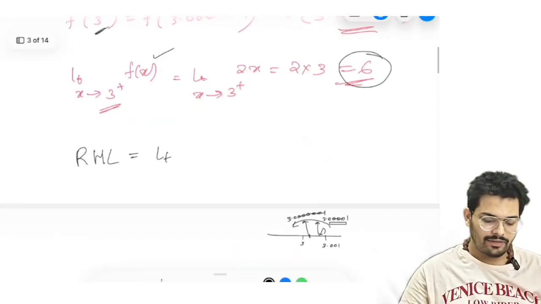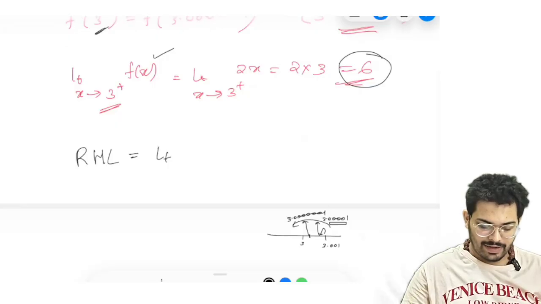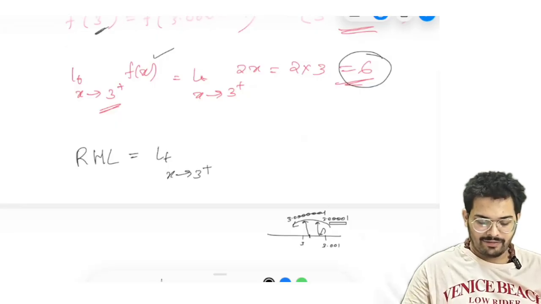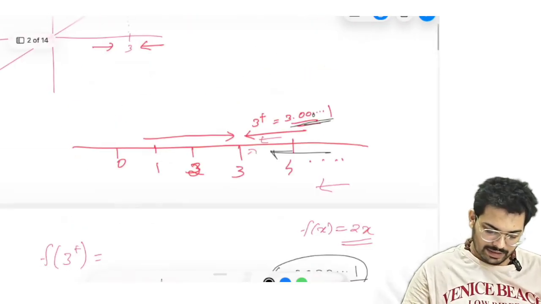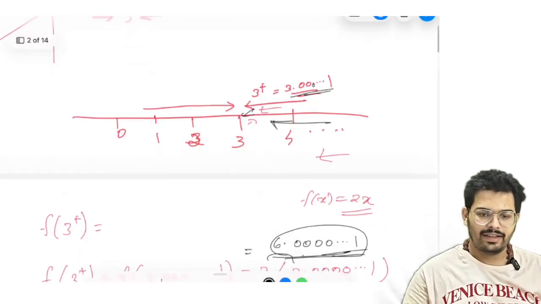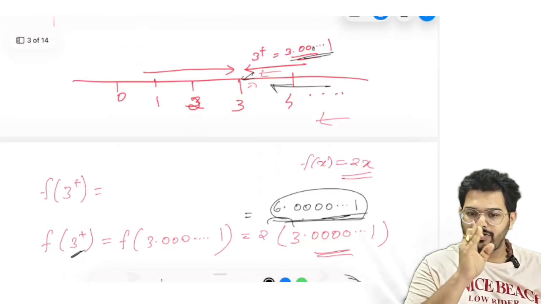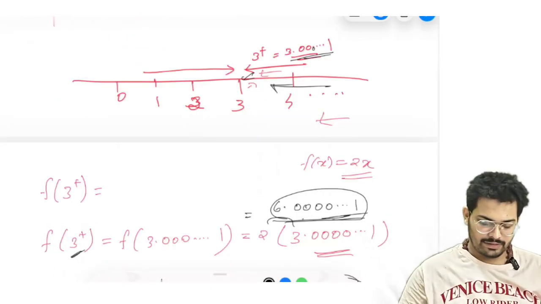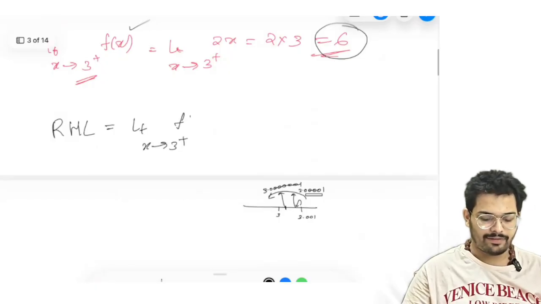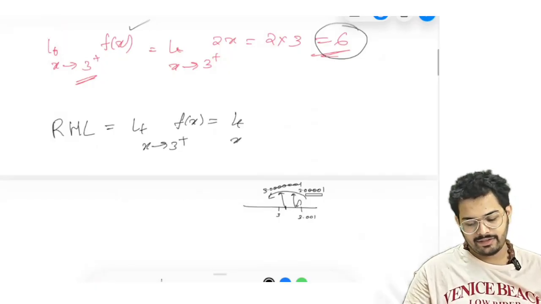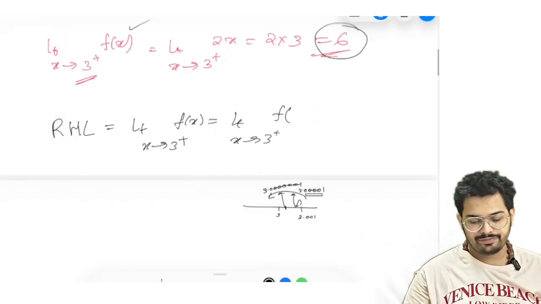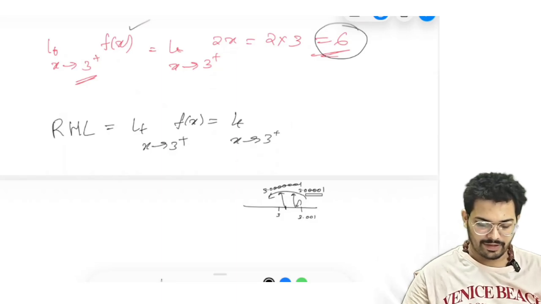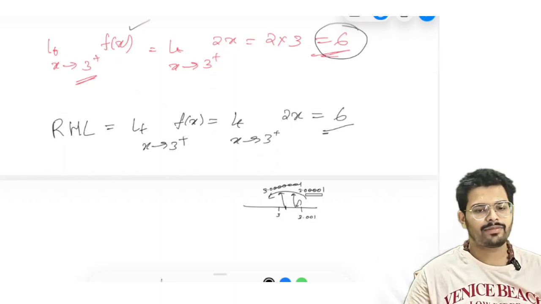So that's the logic. We can find the right hand limit when x is approaching 3 from its positive side, that is, from a slightly greater value, and the greater value is always on the right side. So this will be limit x tends to 3 plus f of x, where f of x is actually 2x, which is equal to 6.